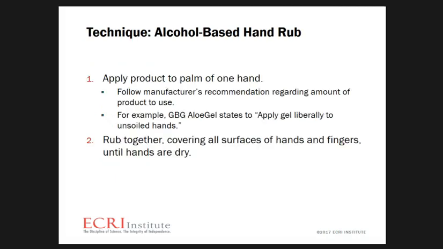The technique for alcohol-based hand rub is applying the product to your hand. Follow the manufacturer's recommendation regarding the amount you should use. So for example, GBG Aloe Gel states to apply a liberal amount to unsoiled hands. Rub together, covering all surfaces of your hands and your fingers until hands are dry.